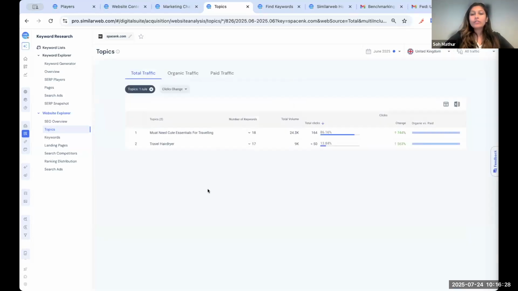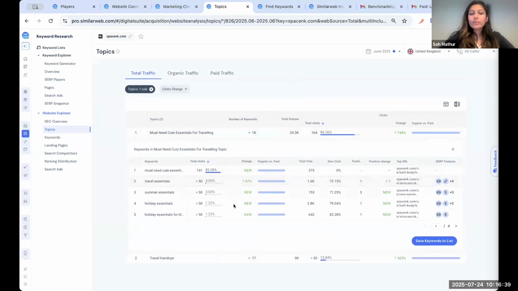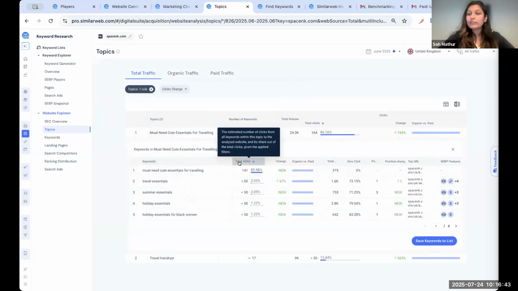Now, if I look at the travel searches here, you can see that there are mainly searches around essentials for traveling and travel hairdryer. But even within those topics, there are specific keywords that consumers are searching for, and they're searching in different ways. They're talking about travel essentials, summer essentials, holiday essentials. Basically, they want to understand what type of essential kits, size packs, etc., they should be carrying when they're traveling or going on a holiday, right?